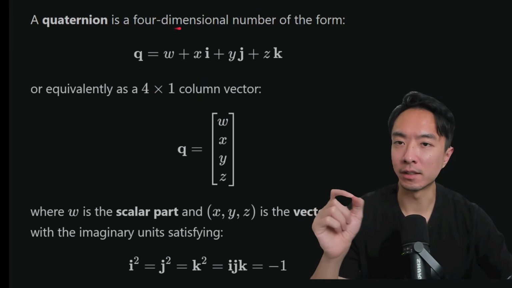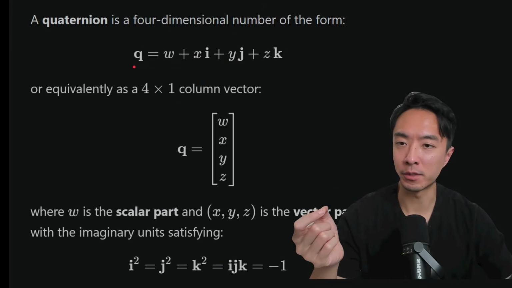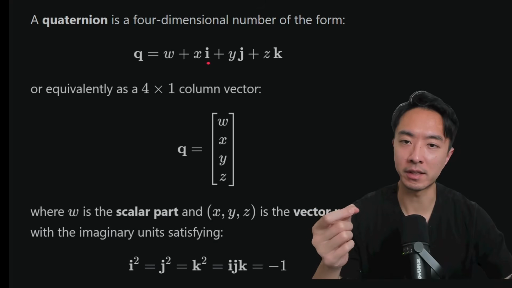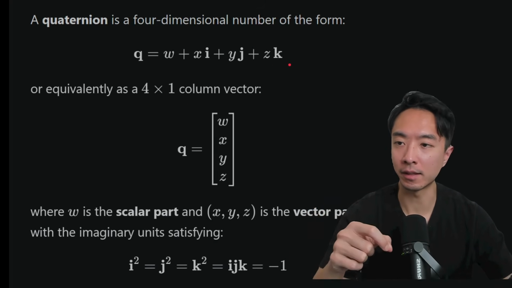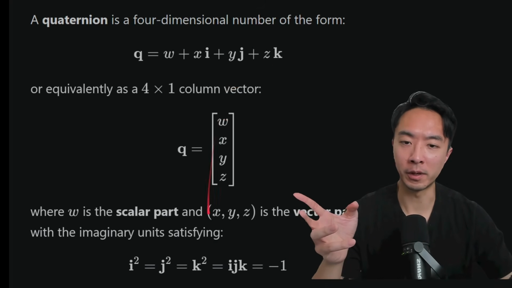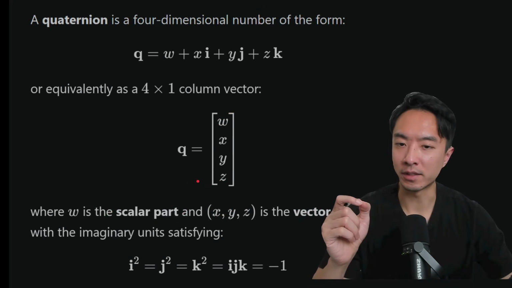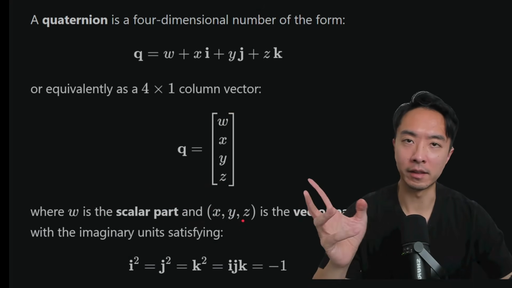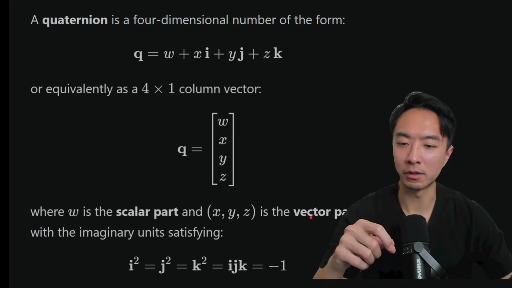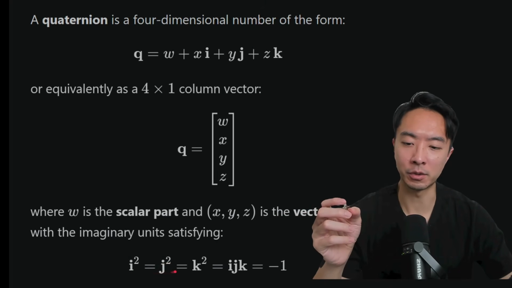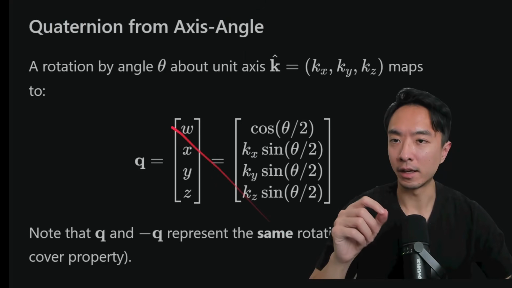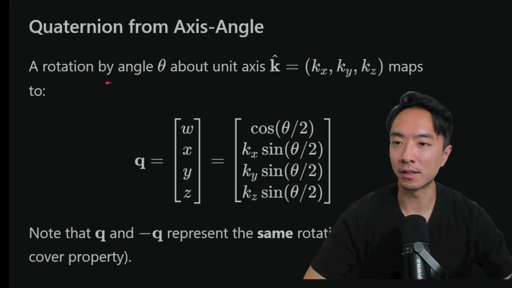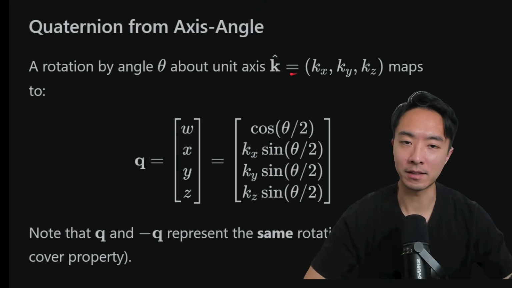So a quaternion is a four-dimensional number of this form. You see Q equals W plus Xi plus Yj plus Zk. You can also write it as a 4x1 column vector. W is the scalar part, and then XYZ is the vector part. It has a special property where i squared equals j squared equals k squared equals ijk, which equals -1. And for the quaternion from the axis angle, you can see a rotation by angle theta about the unit axis k, where k is kx, ky, kz, and it maps to the quaternion.